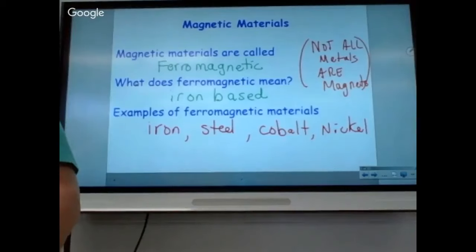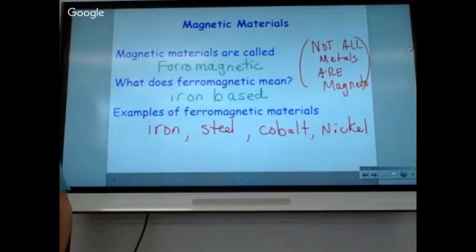Iron is the actual element. Steel is iron and carbon combined. Those are the 4 that are ferromagnetic. So any of those 4 metals will be magnetic.